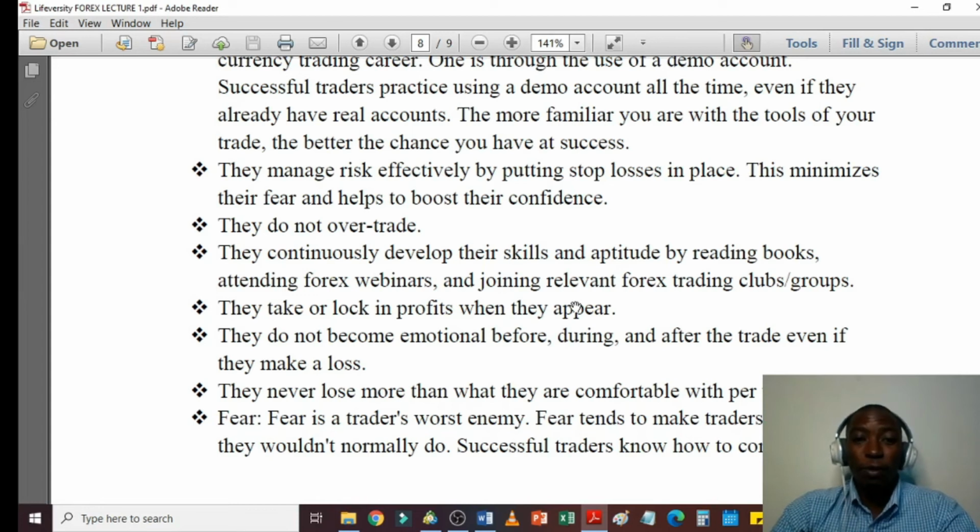And then they never lose more than what they are comfortable with per trade. Exceptional traders are able to determine their risk before entering the market. They are able to put their stop losses at the prices or points where they are comfortable to lose should the market reverse or go opposite to their positions.